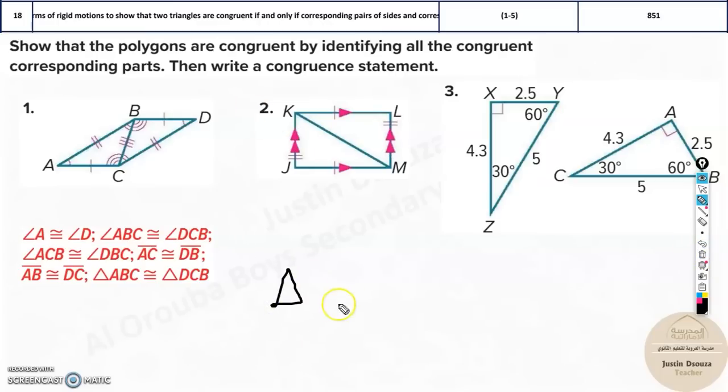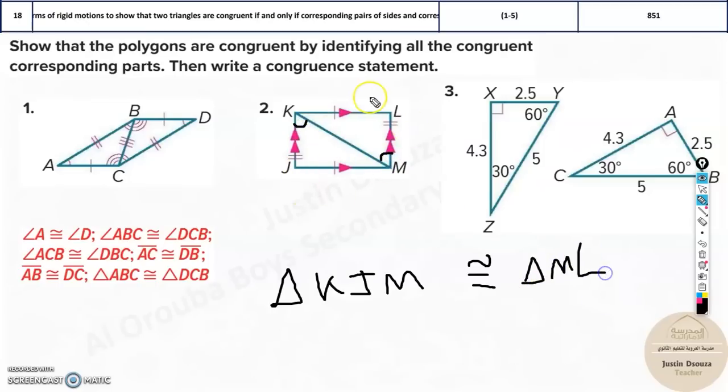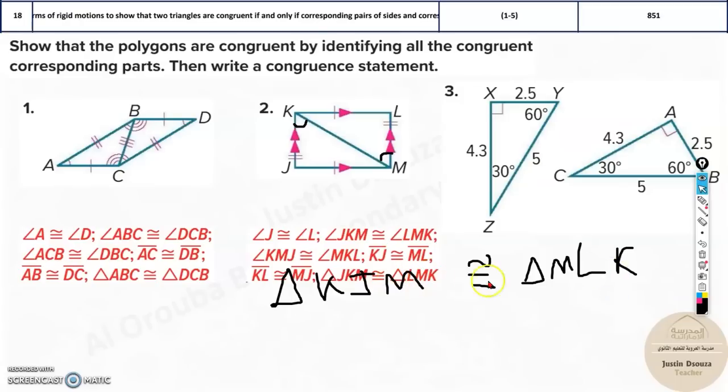Now over here, triangle KJM. Anything would be fine. I'll just write KJM. Now then, here I know J will be congruent to what? I know J will be L, but what is K congruent to? If this is K, it'll be M over here. So triangle M. Then I have J, which is congruent to L because it's right angle. And then lastly, you can write M will be equal to K. So MLK.